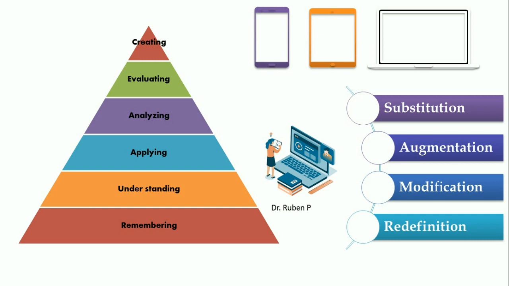For example, if we use a Word document to write an assignment, it is a technology which is substituting the traditional way of writing. If the same thing is achieved with proper formatting, then we can call it an augmentation of the technology, whereby students' learning ability is enhanced. These two are targeted to achieve the lower order levels of Bloom's taxonomy.